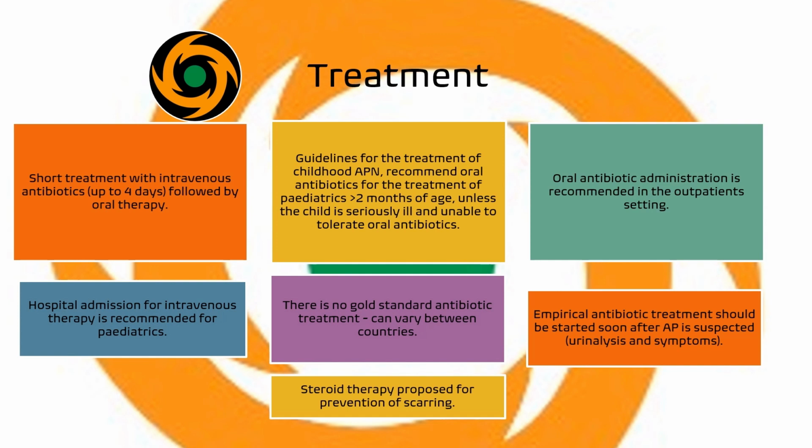Empirical antibiotic treatment should be started soon after acute pyelonephritis, or APN, is suspected upon urinalysis and where there are symptoms. Steroidal treatment can be used to prevent the challenges around tract scarring.